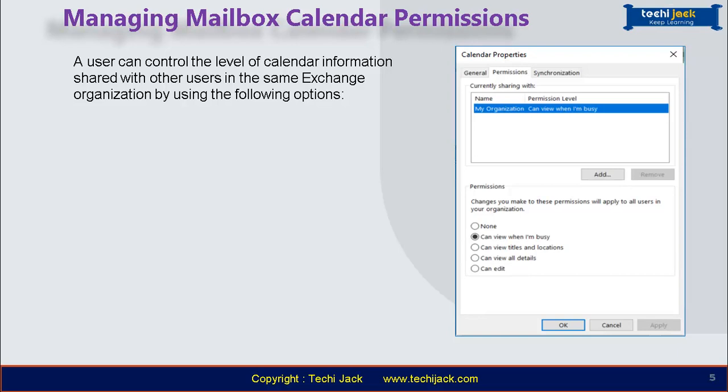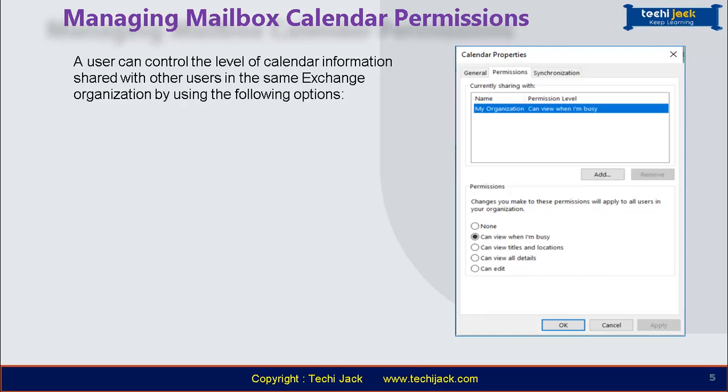By default, when users want to schedule a meeting with other users in the same Exchange organization, they will be able to check the availability status of other users. That is called free/busy information. Any user who has an Exchange Server mailbox can control the level of information shared with other users in the same Exchange organization, especially for the calendar items.